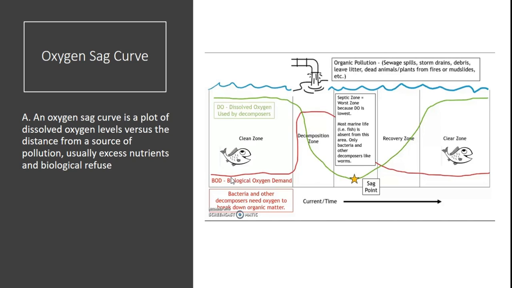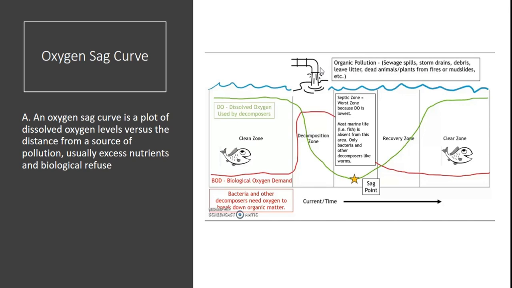So, in following the oxygen sag curve, we can see that in a clean zone in a freshwater ecosystem, we have a high amount of DO versus a very low demand since we have so much supply. Now, in this body of water, we can see over time, here might be a source of organic pollution, maybe a sewage pipe, storm drain, or so on. And what that's going to create is the decomposition zone. So now we can start to see a lot more microbes breaking down that organic matter. BOD is going to skyrocket, and as a result, the dissolved oxygen level will decline.